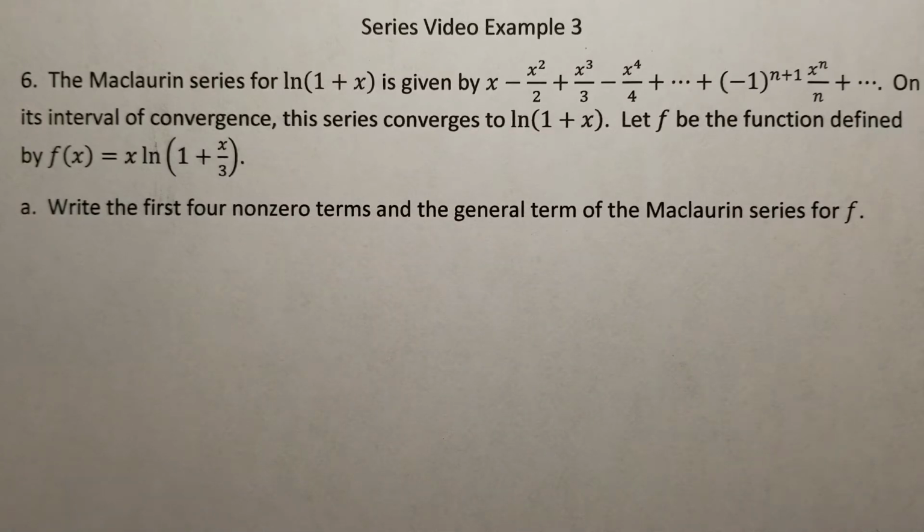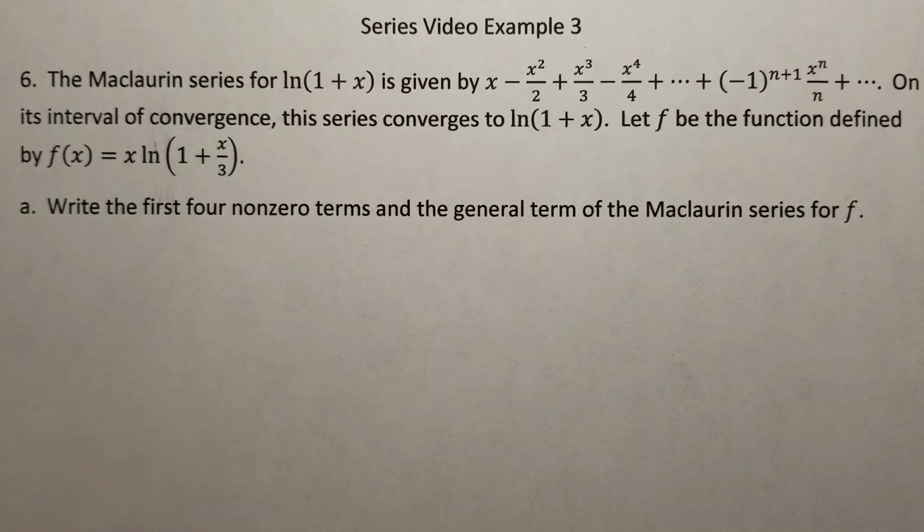All right, let's go ahead and do video example number 3 for series. The problem says the Maclaurin series for the natural log of 1 plus x is given by, and then it lists out the first 4 non-zero terms and the general term for that series. On its interval of convergence, the series converges to the natural log of 1 plus x.